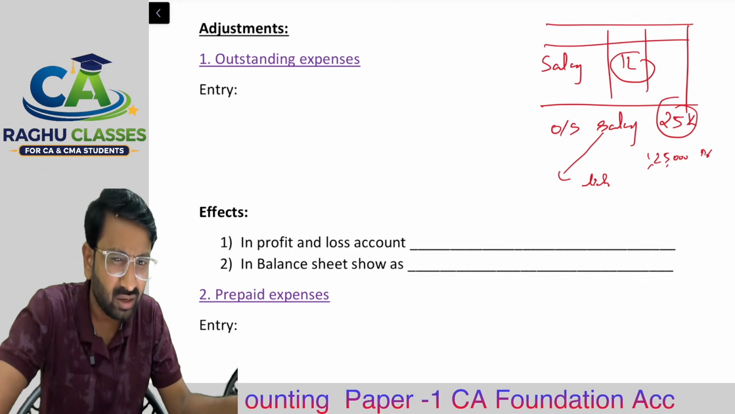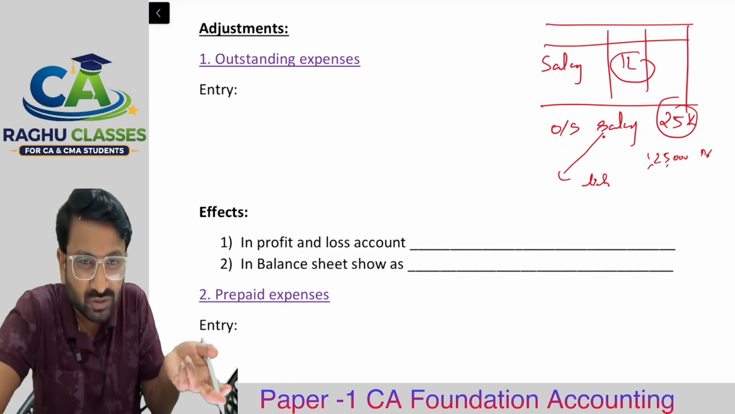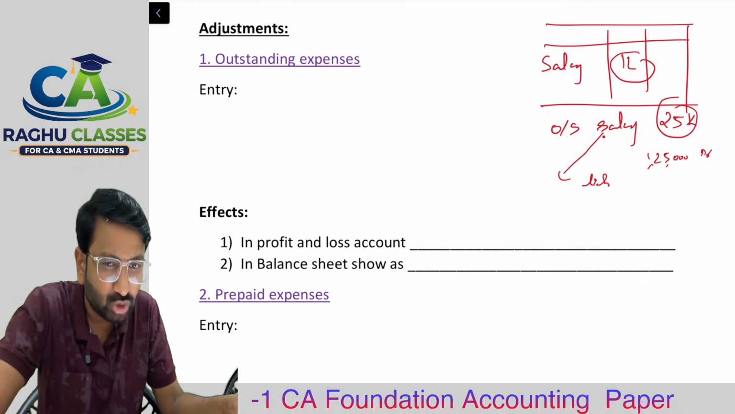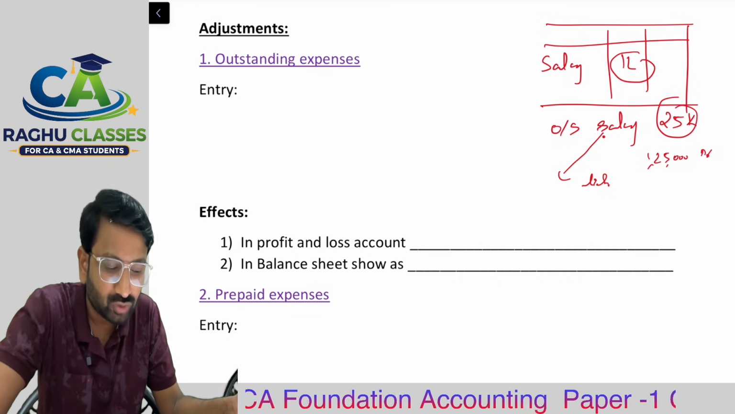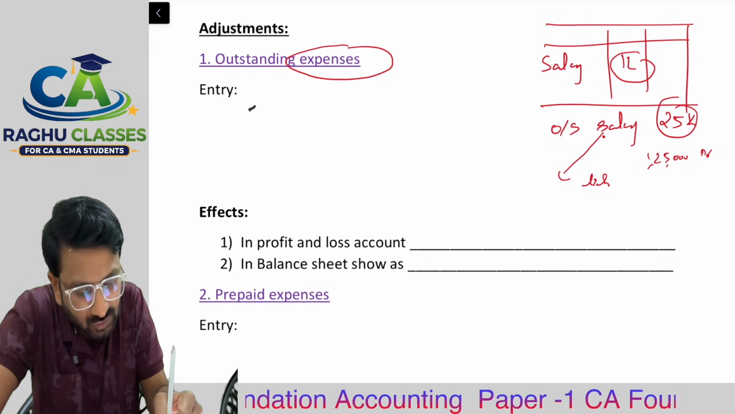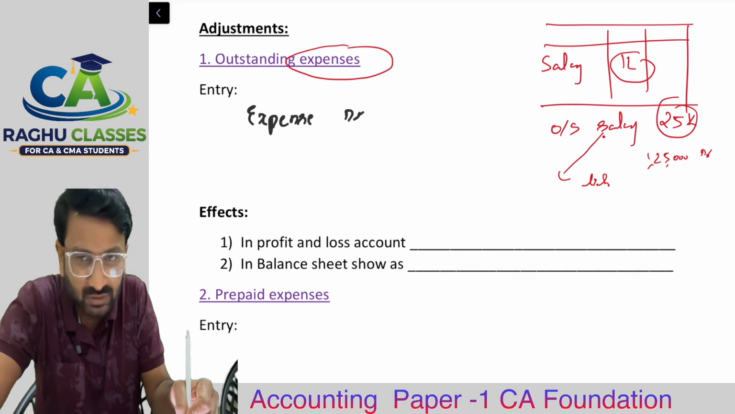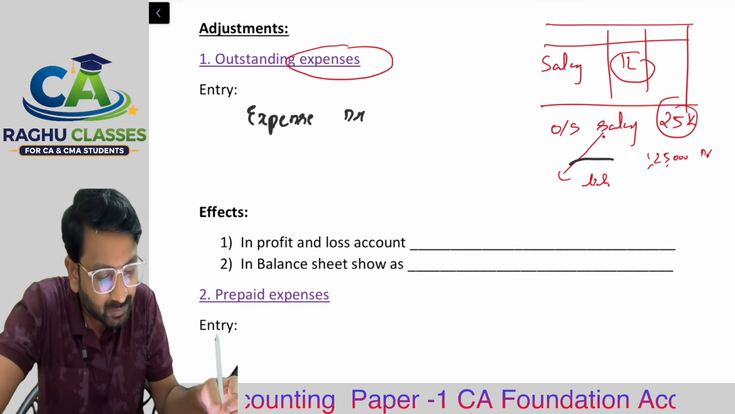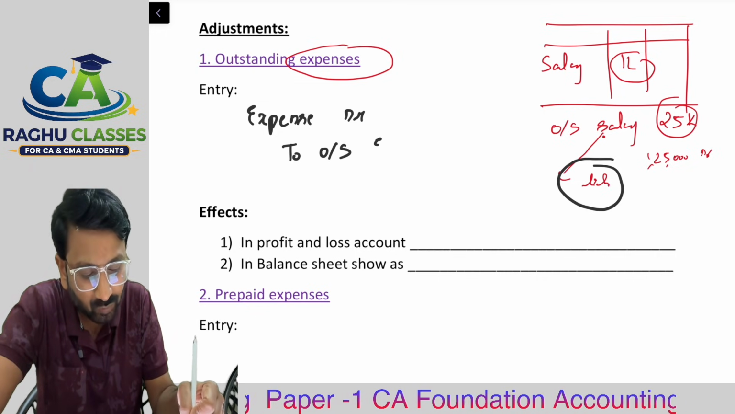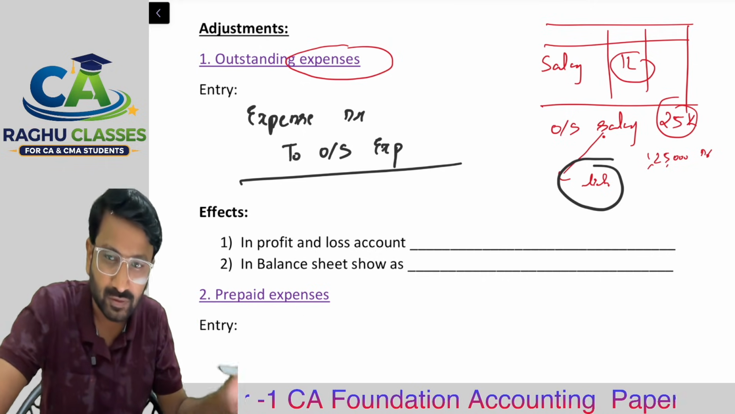When there is an outstanding salary, it should be added to the salary, which means my expense is going to increase. If your expense is going to increase, you should debit the expense account once again. So in case of outstanding expense, since my expense is going up, I will debit the expense account. And since outstanding expense is a liability for you, the liability account has to be credited. So the entry is going to be: expense account debit to outstanding expenses.